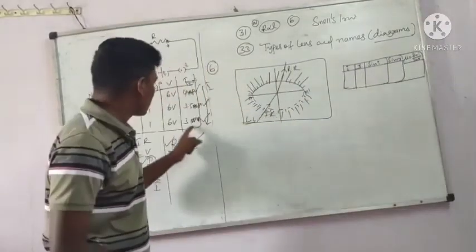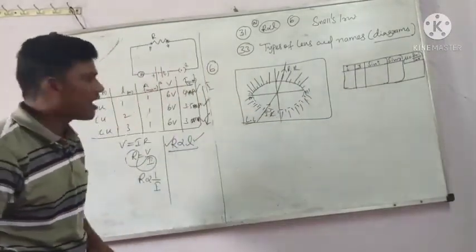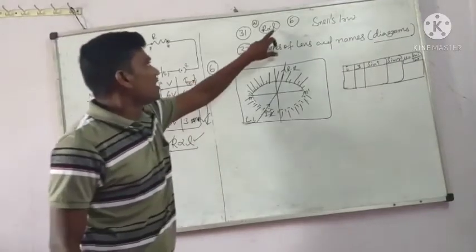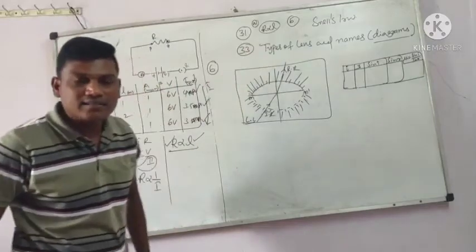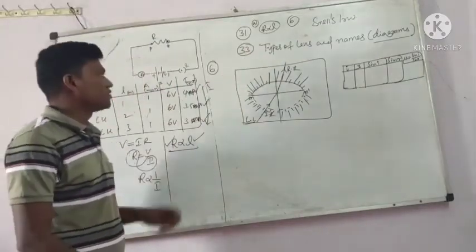So from this experiment, what we conclude is that the resistance is directly proportional to the length of the conductor.